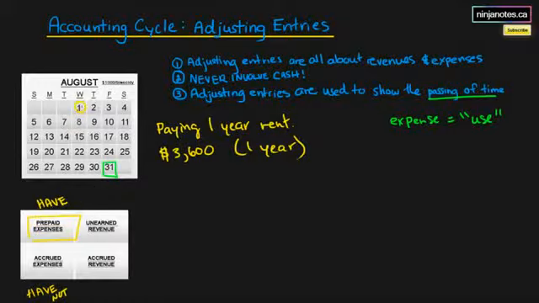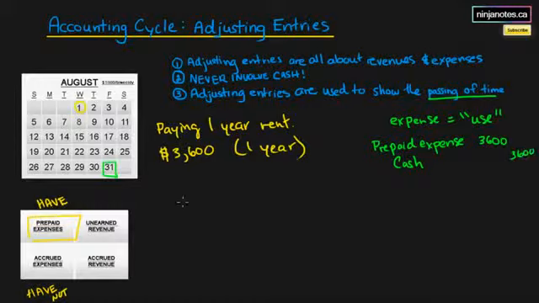On the 1st of August, we would record a journal entry to recognize paying for the rent, something like this. It would be a debit to prepaid expense, which is an asset, and we would have a credit entry, which would be cash, because we're paying for it up front. And if it's $3,600, then we're paying for it entirely up front.